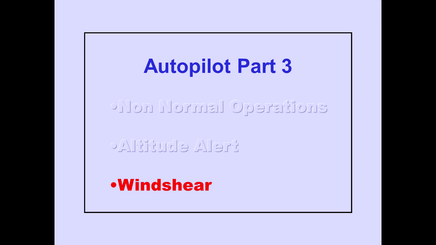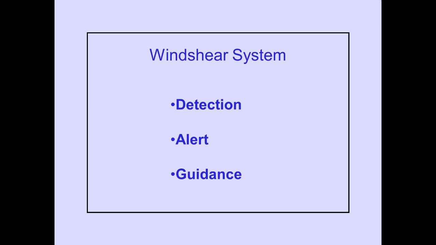Finally, let's discuss the Autoflight Windshear System. The Windshear System consists of detection, alert, and guidance. Let's discuss each element in more detail.